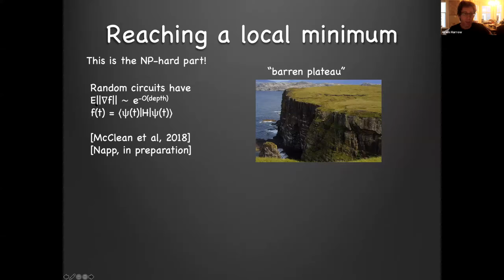So more concretely, let's say that F is the thing you want to evaluate. It's the expectation value of your Hamiltonian. The gradient of F goes down exponentially with the depth of your circuit if you do a random initialization.